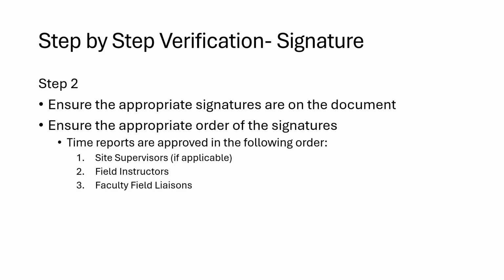So we have verified the date range, the total number of hours, and the appropriate number of supervision hours. The next thing is to ensure that we are signing the document in the appropriate order. The document should be signed by the site supervisor first, if applicable, then the field instructor, and then the field faculty liaison.